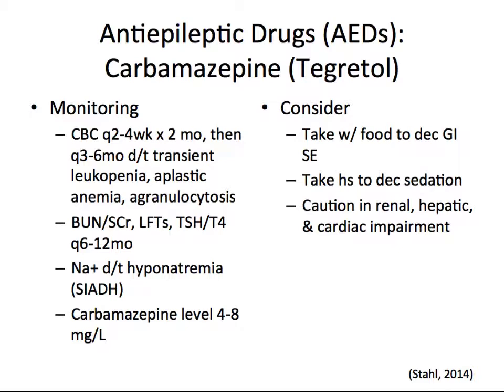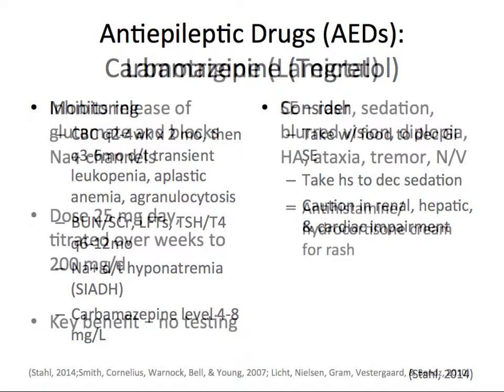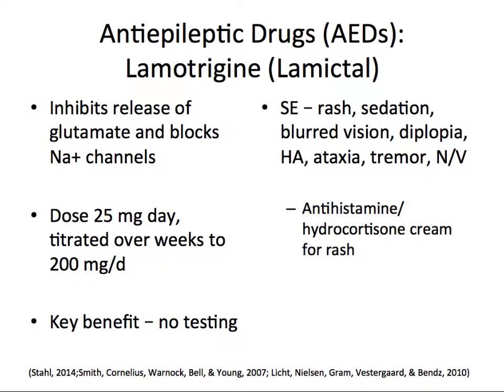The therapeutic Tegretol level is 4 to 8 milligrams per liter. Tegretol should be taken with food to decrease GI side effects. It can be taken at bedtime to decrease sedation, and should be used cautiously in renal, hepatic, and cardiac impairment. The last medication we'll discuss is Lamictal. One of the key benefits of this medication is there's no testing required.